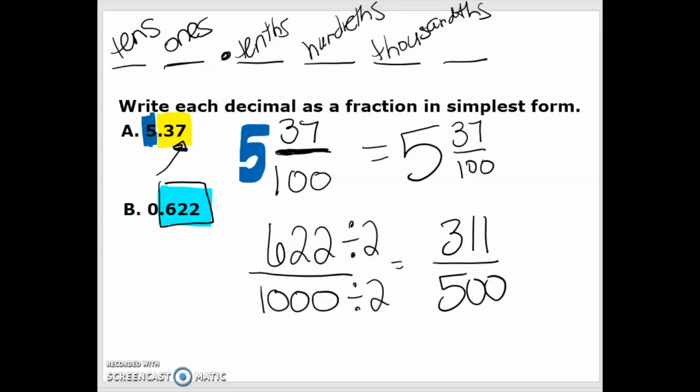So today we're going to practice going back and forth from fraction to decimal, decimal to fraction.